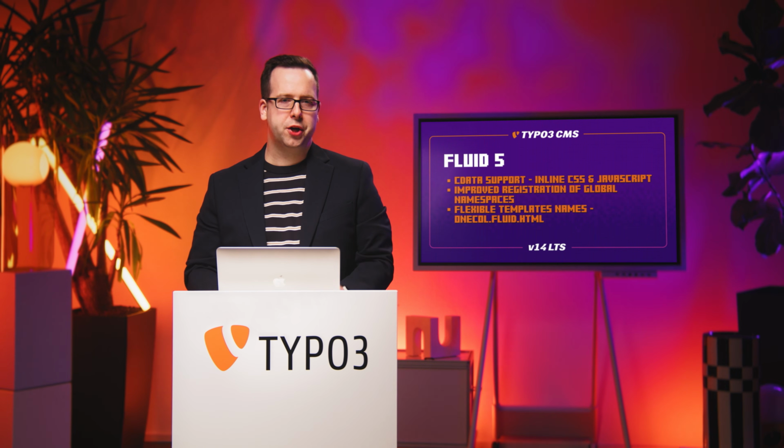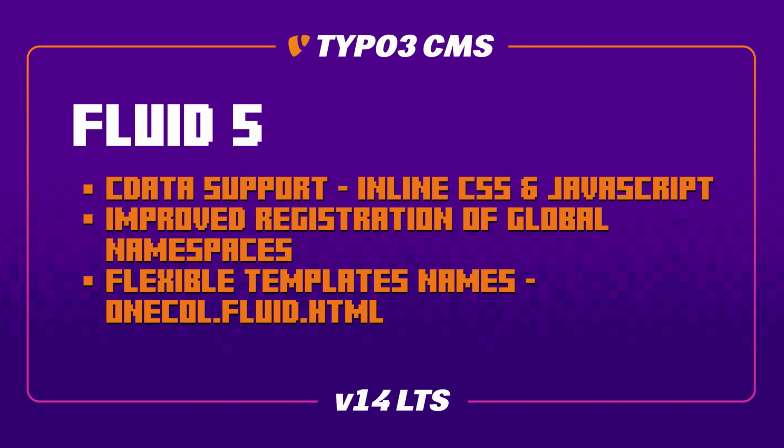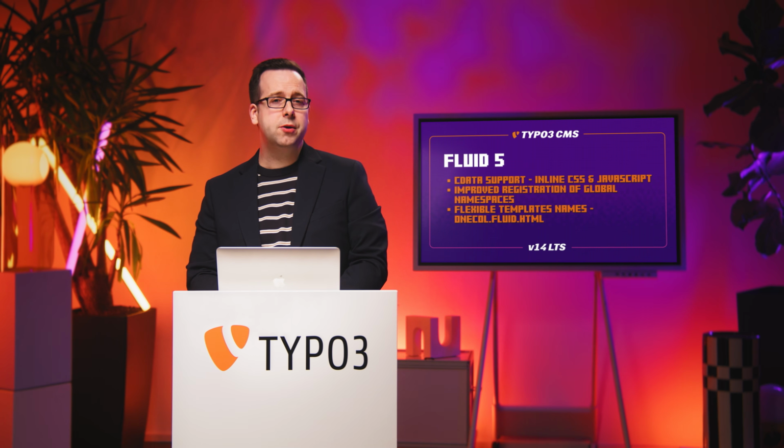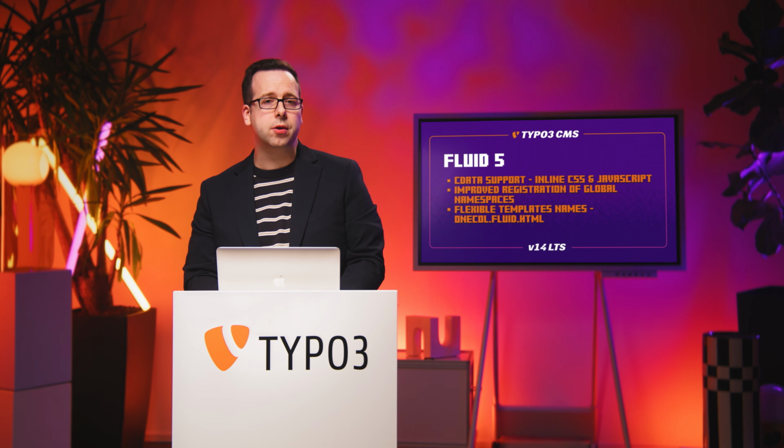Let's start with some of the smaller changes in Fluid 5. Fluid 5 now supports CData sections, enabling you to have inline blocks of CSS and JavaScript in your templates. The way we register global namespaces has also been improved, making it easier to call view helpers in our projects. In the past, template file names always had to start with a capital letter. This is no longer a requirement, and instead you can have a file name that begins with a lowercase letter. In addition, we have new support for dedicated extensions, for example, using fluid.html or even fluid.txt for our template names.